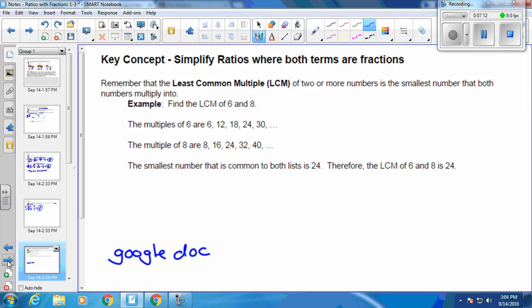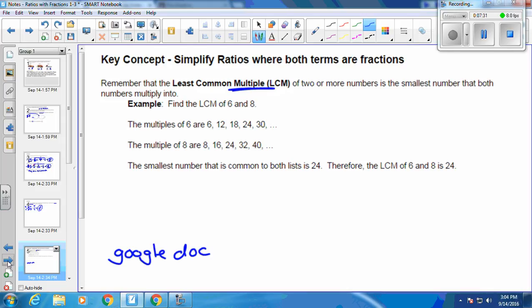You should recall that the least common multiple of 2 or more numbers is the smallest number that both numbers multiply into. So we're actually looking for a bigger number. That word least is very deceiving. We're really focusing on the word multiple, meaning multiplication.